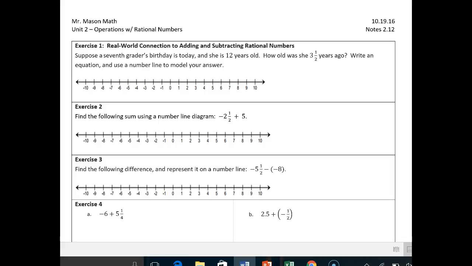So, exercise 1, real-world connection to adding and subtracting rational numbers. Suppose a 7th grader's birthday is today. She is 12 years old. How old was she 3.5 years ago? Write an equation and use a number line to model your answer.